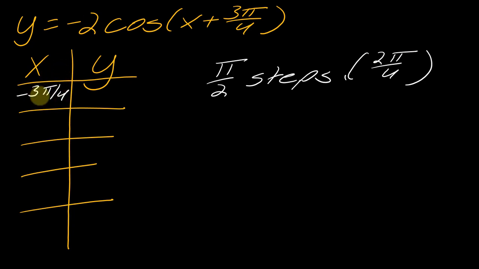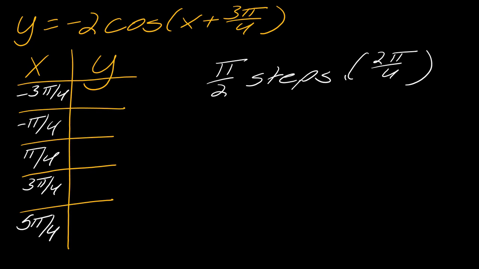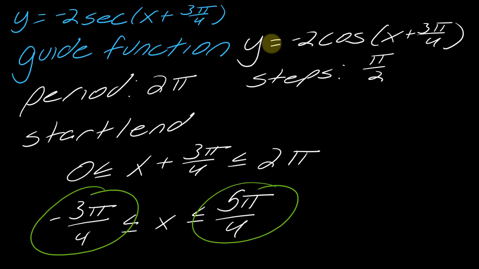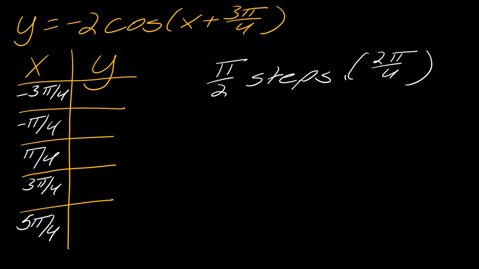So if I start adding 2 pi over 4 to this, it will become -pi over 4, pi over 4. Let me fix this line here. And then 3 pi over 4, and then 5 pi over 4. And wasn't that, oh yes, that is what I wanted for my end. Okay, so I've got all my x values, so now I can just finish this table.